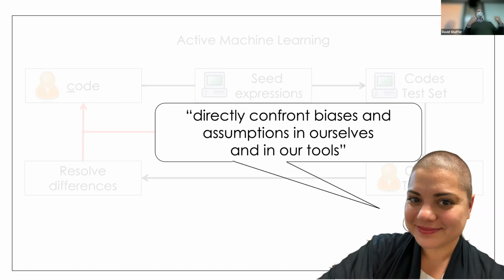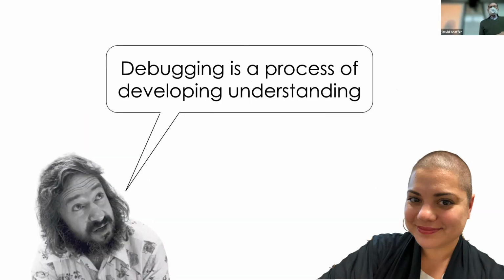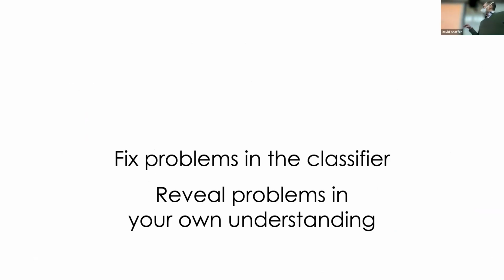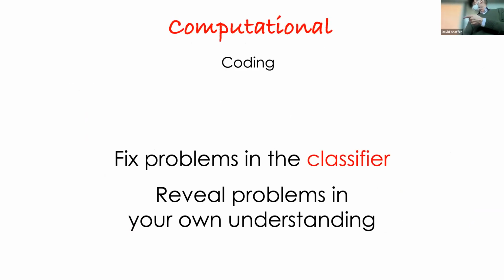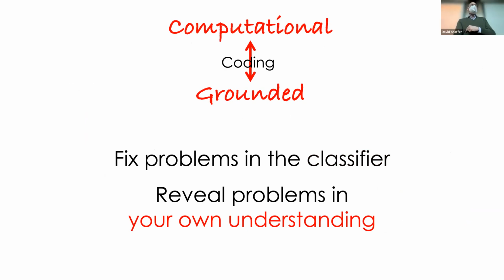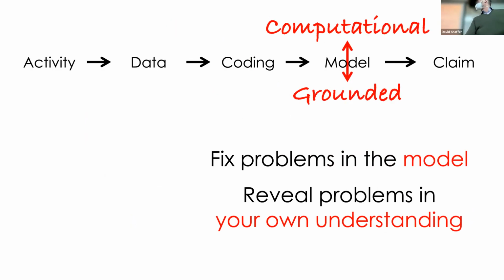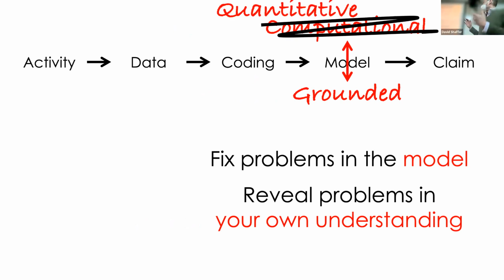It's a process by which we bring our qualitative perspective and the quantitative perspective into dialogue and make both of them stronger. Or as Seymour Papert says, debugging is a process of developing understanding. We fix problems in the classifier to reveal our own understanding. In other words, coding is a process that is partly computational, but also partly grounded. In the same way that the model I showed you with epistemic network analysis is partly computational and partly grounded. But the thing is, it's not just any computer program. It's a computational method that borrows on the best of what we know about how to do good quantitative research.